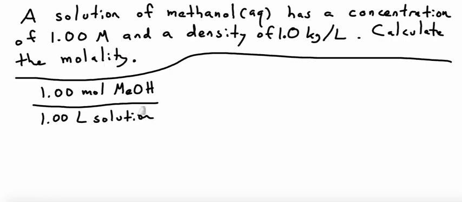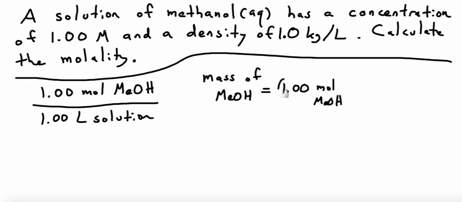So what we have to do is first figure out what the mass of the solution is, and then figure out how much of that mass is made up of water and not methanol. So we're going to have to subtract out the mass of methanol. So let's do those parts. First, let's find the mass of solute. What's the mass of methanol in 1 liter of solution? We know that in 1 liter of solution, we've got 1 mole of methanol.